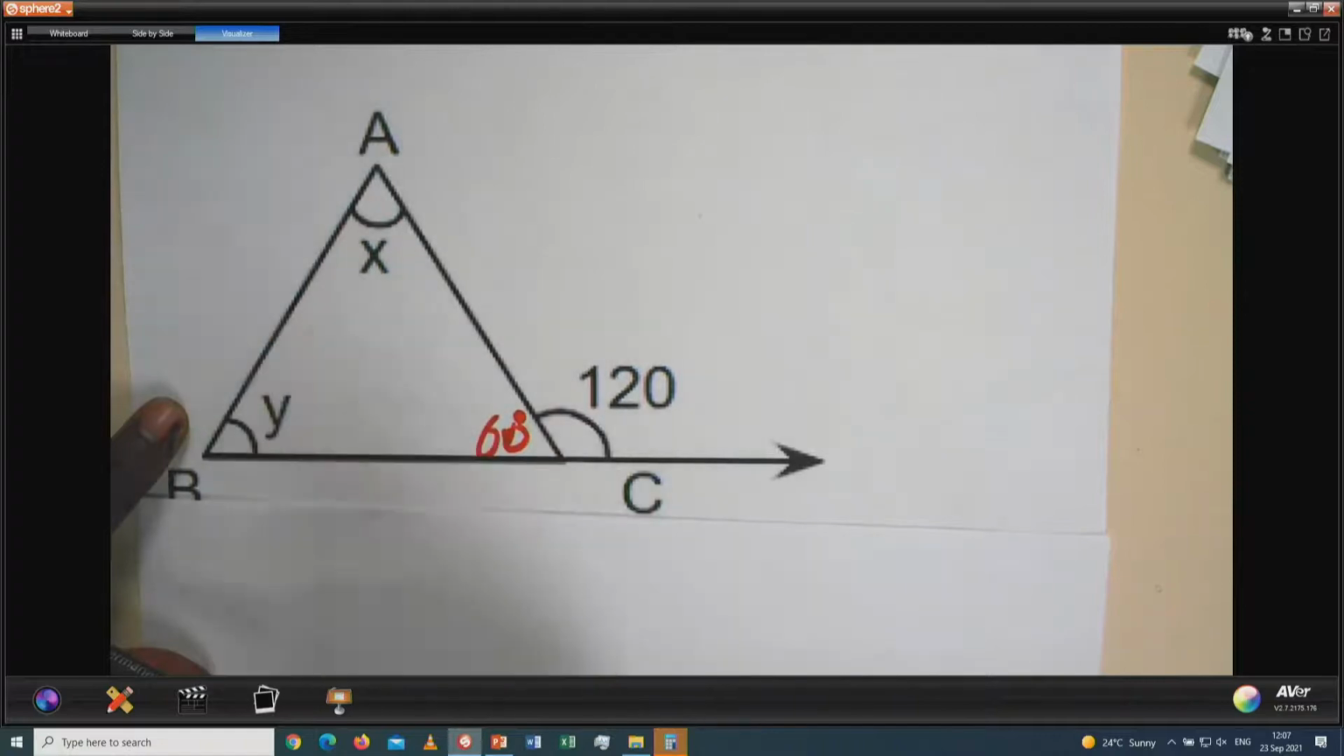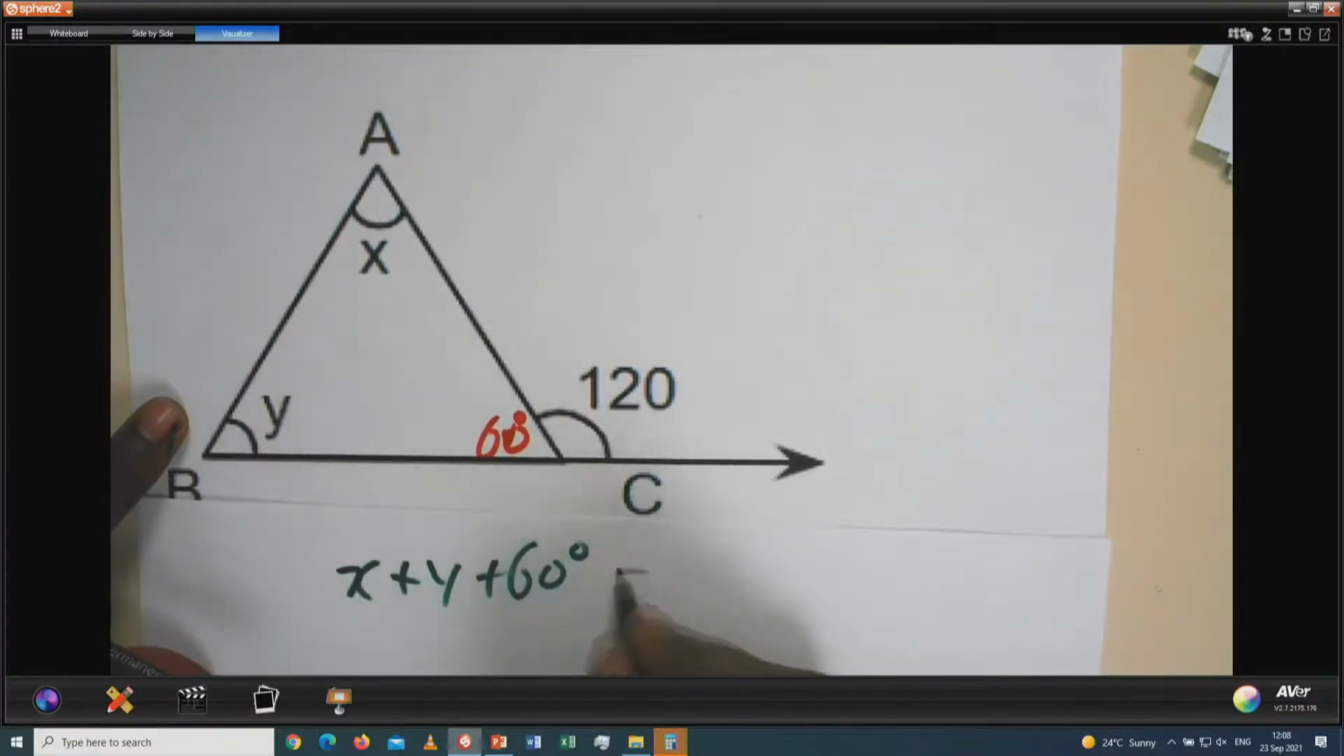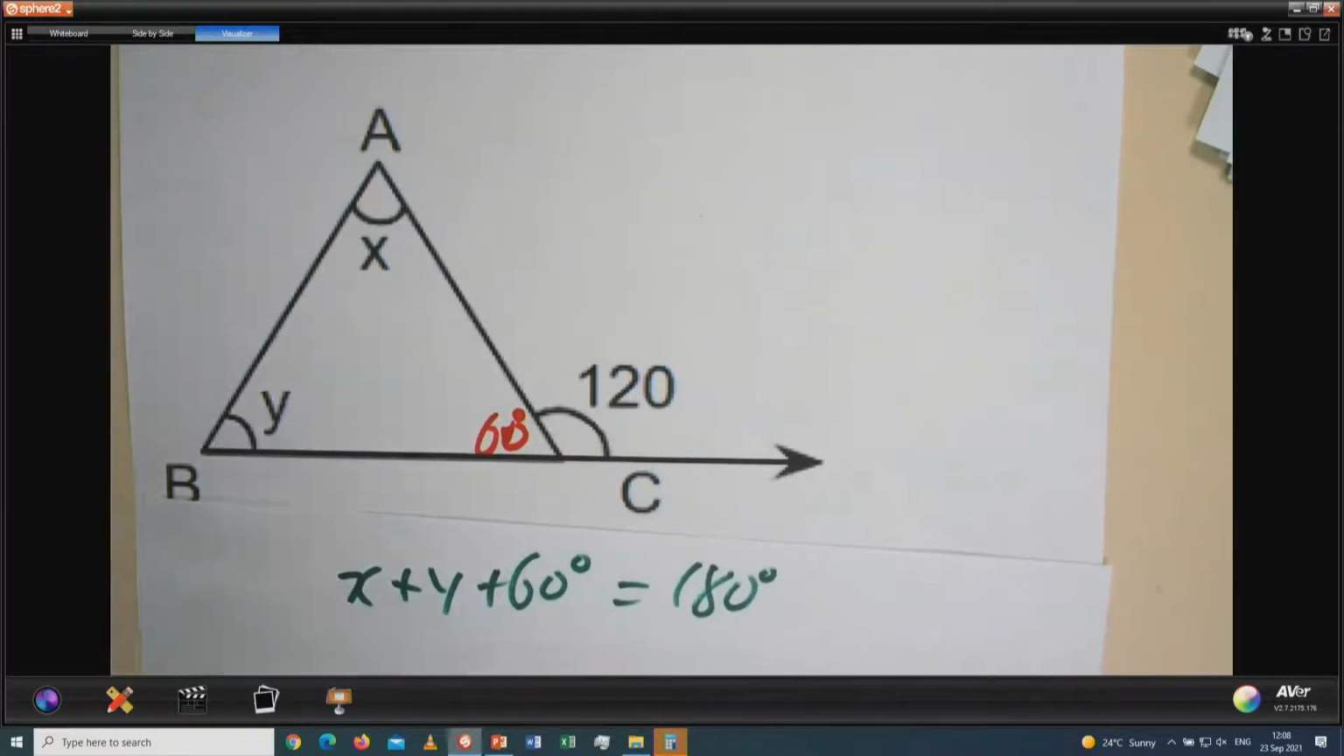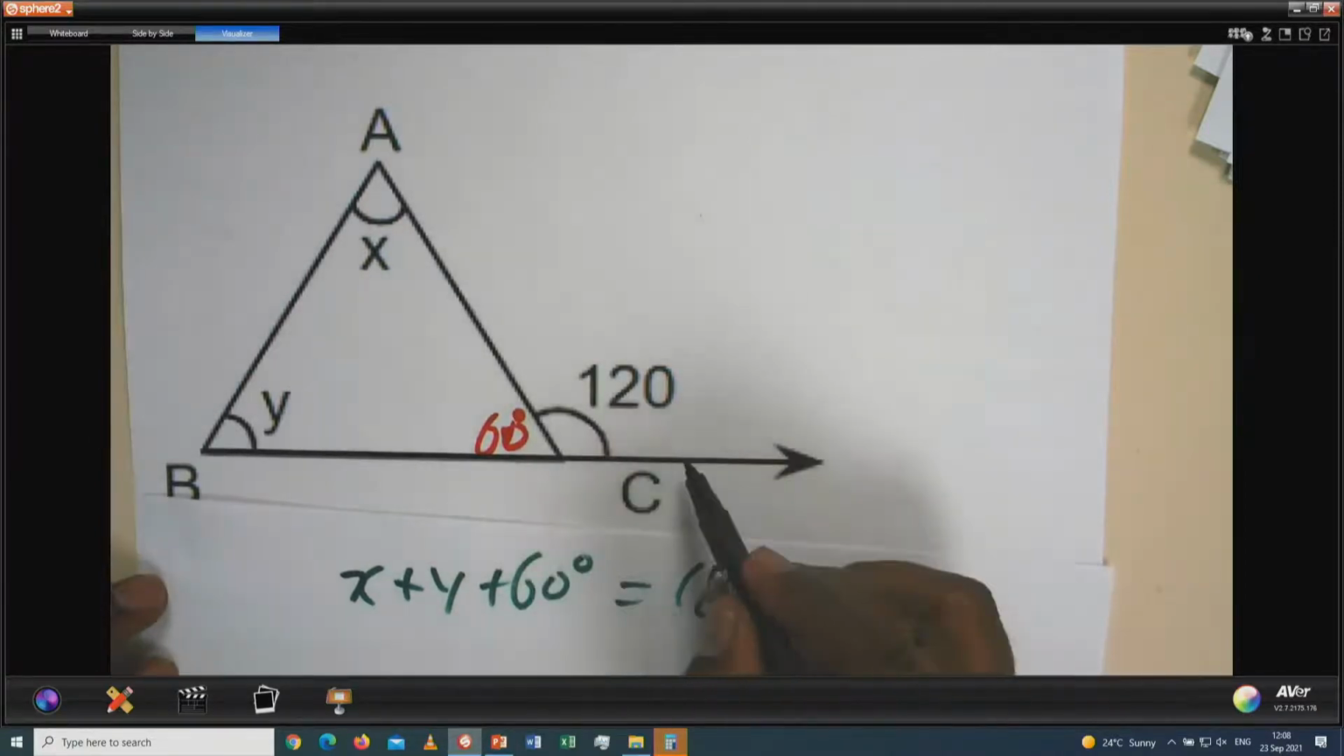You say in this triangle, what do you see? In this triangle, x plus y plus 60 degrees equals 180. Sum of angles of a triangle. What do you also know? 120.